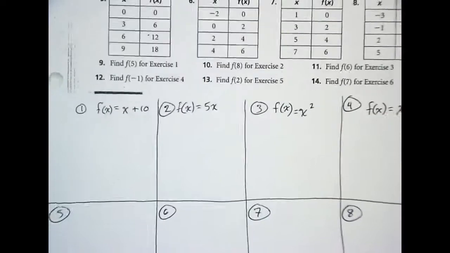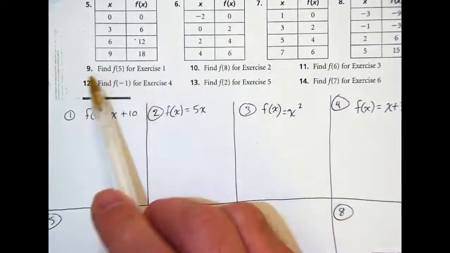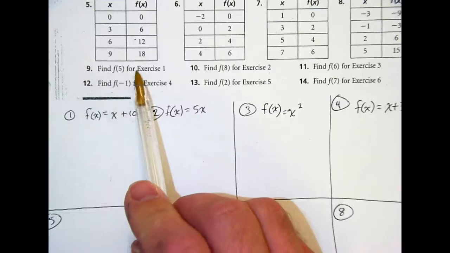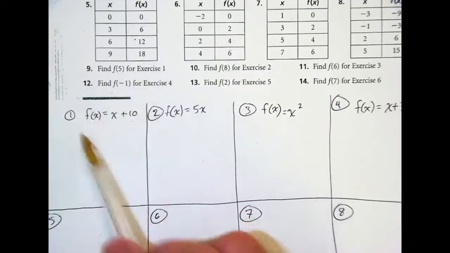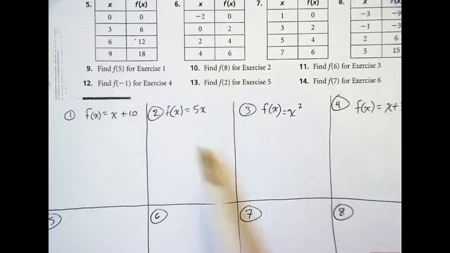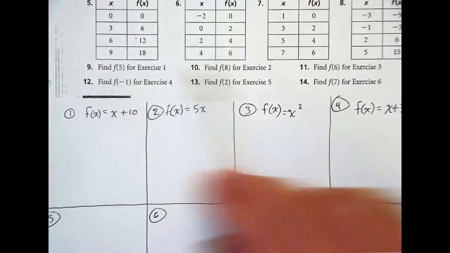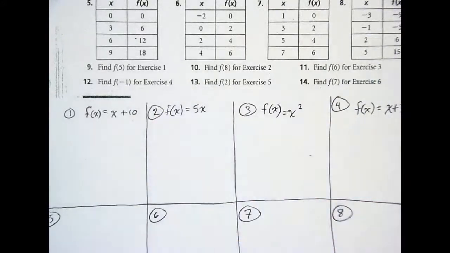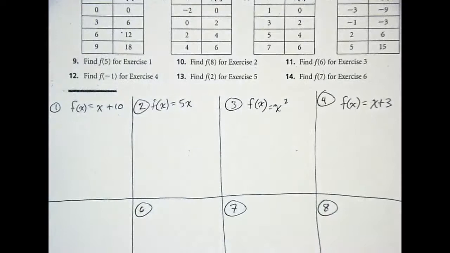Here's what I want to do right now. On those 4, I want you to take number 9, 10, 11. Notice 9 says find f of 5 for number 1. So using this equation, or this function right here, I want you to find f of 5. Number 10, find f of 8 for exercise 2. Do that for the first 4. So do 9 through 12 in those areas there. Do what you think you should. It's going to be part of your quiz tomorrow. Given that input, find the output.